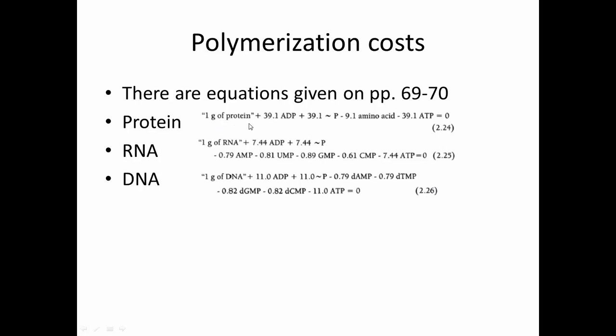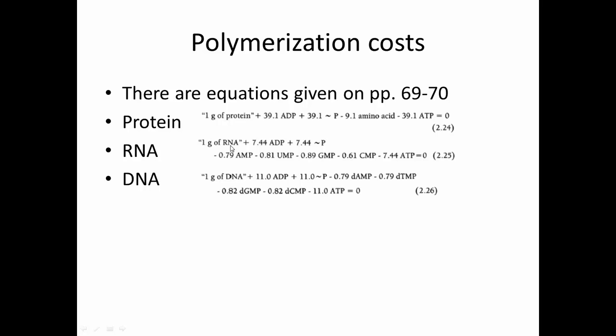Protein gives you 1 gram of protein plus a certain amount of ADP plus a certain amount of phosphate, minus a certain amount of amino acid, minus a certain amount of ATP. Well, this is essentially a mass balance, right? So for 1 gram of protein, you can assume that you're going to be using 39.1 millimoles of ATP. I need to look at pages 69 and 70 again. So you will use the stoichiometry here to determine how much polymerization cost you will incur to make the X amount of grams of protein, and you get the grams of protein from Table 211.